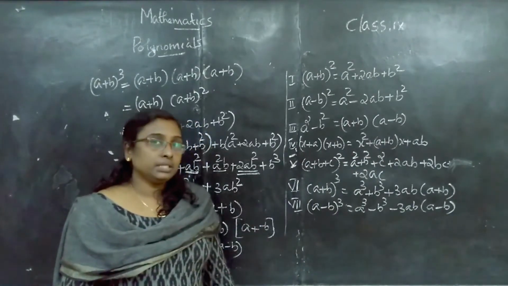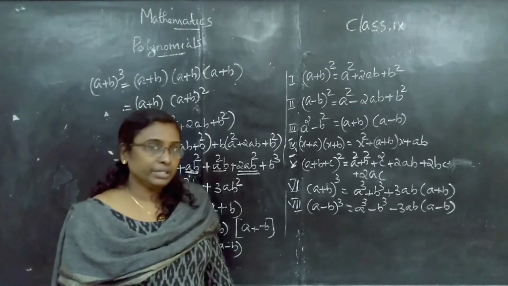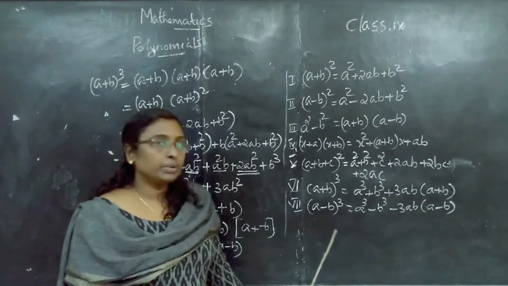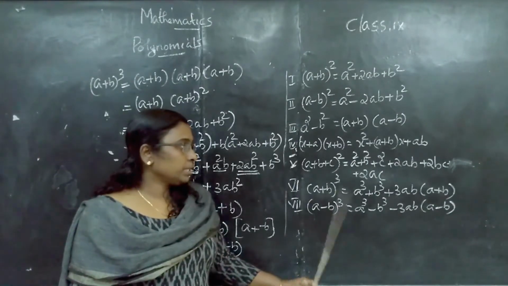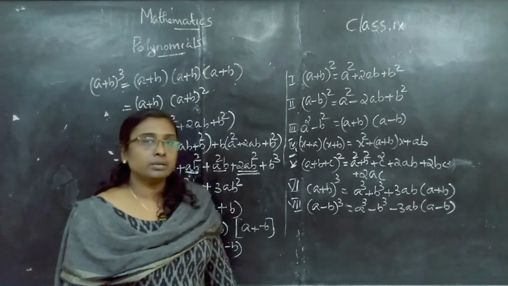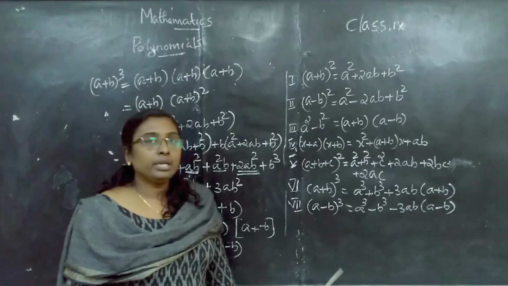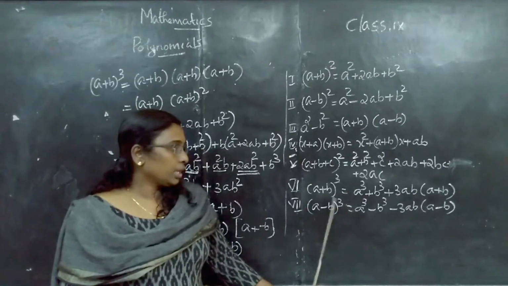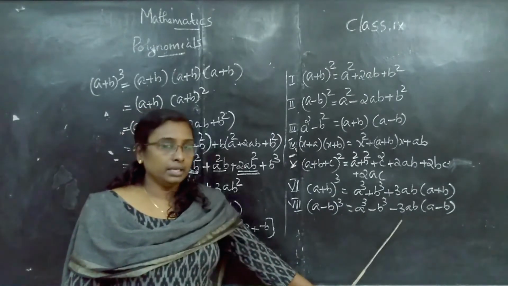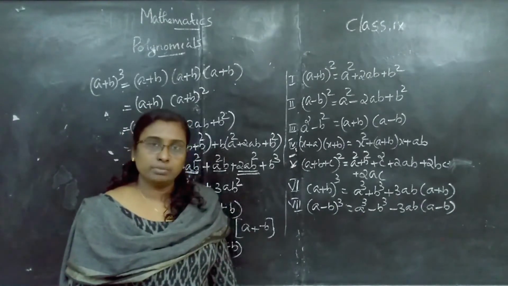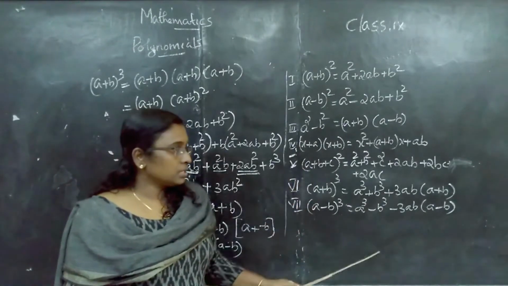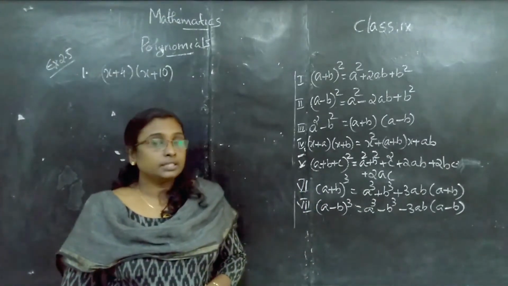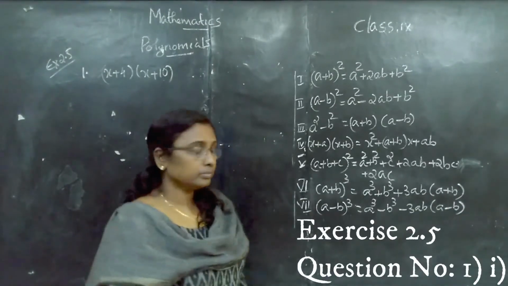A plus b plus c the whole square: a square plus b square plus c square plus 2ab plus 2bc plus 2ac. A plus b the whole cube: a cube plus b cube plus 3ab into a plus b. A minus b the whole cube: a cube minus b cube minus 3ab into a minus b. You should learn all these identities by heart. Let us start exercise 2.5.